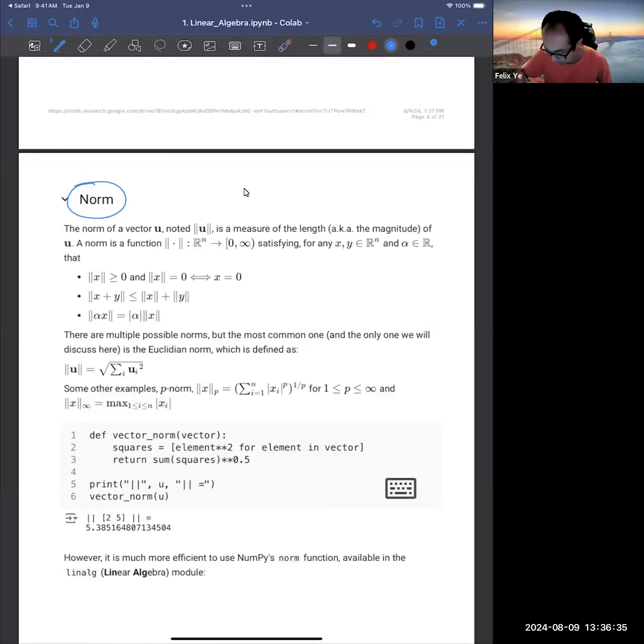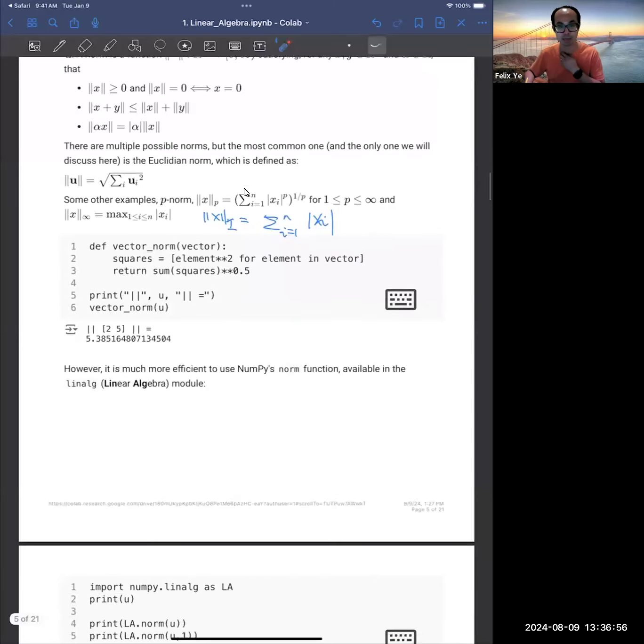There's another one, which is the one norm, which is simply the summation of absolute values of each component. Okay, so this is the one norm. The one norm, infinity norm, and two norm are all very popular.